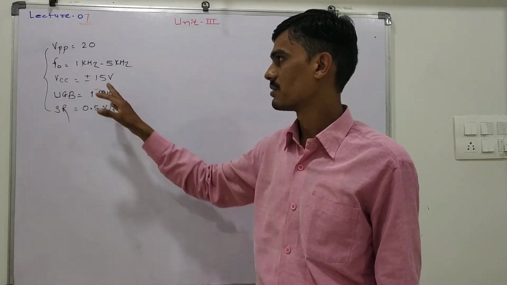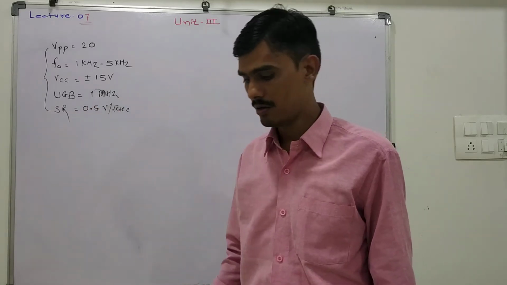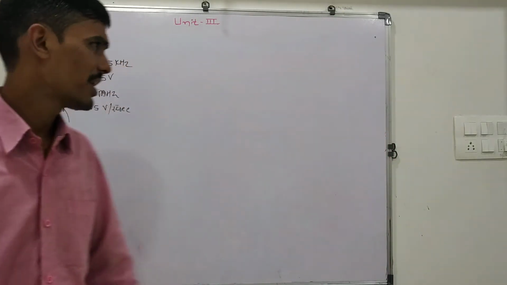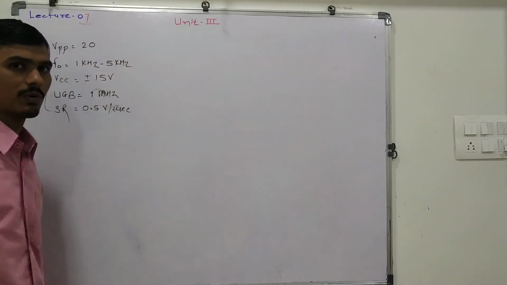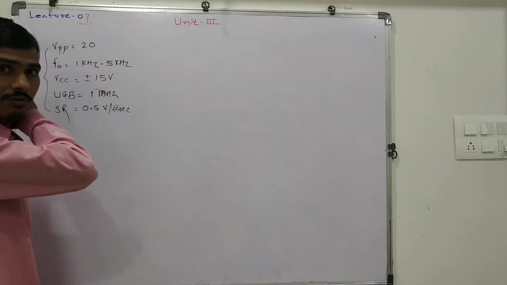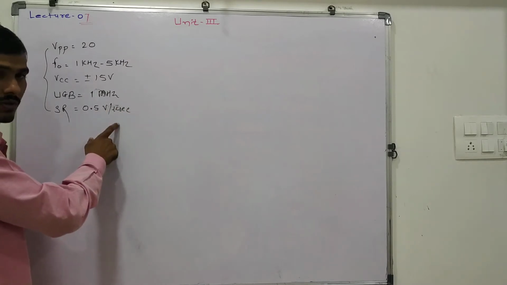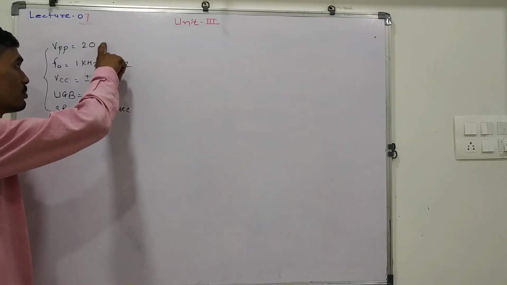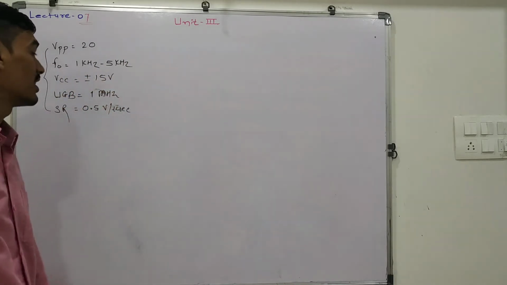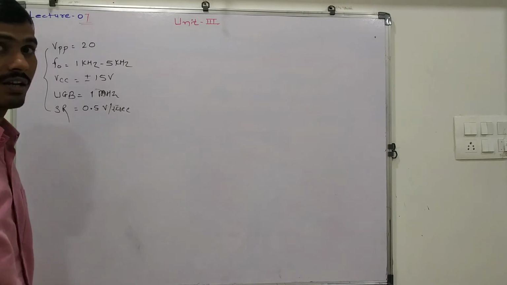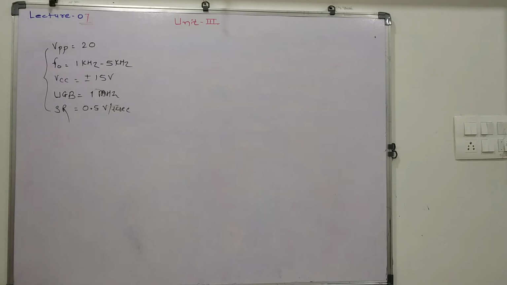Then VCC is given as routine, that is plus minus 15. Now these two terms, UGB and slew rate, usually are not required for designing a square wave, but this data is also given in the problem. This is just for the confusion of the students. Otherwise there is no use of the unity gain bandwidth and slew rate. By using the three terms VPP, F0 and VCC only, we are going to design an astable multivibrator. So let us start with the problem.